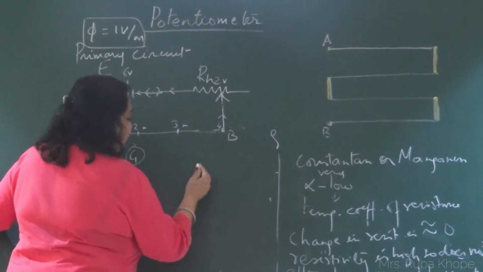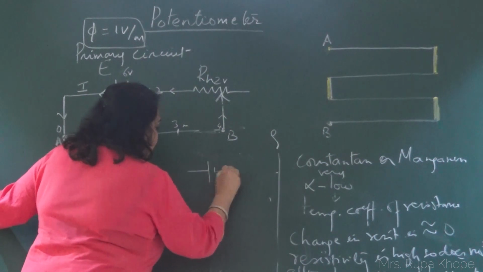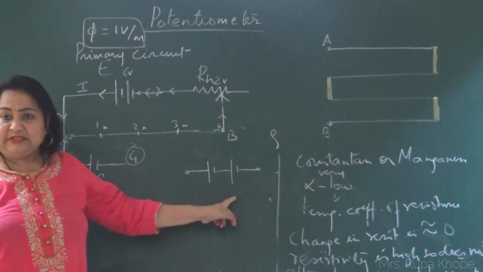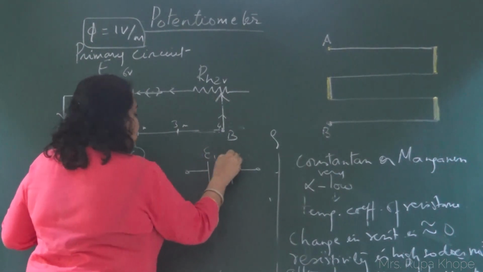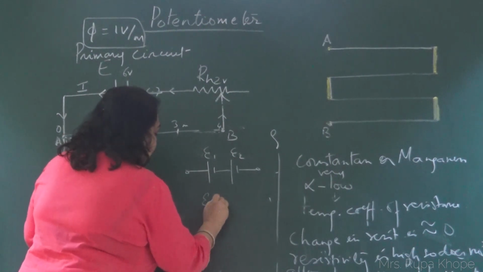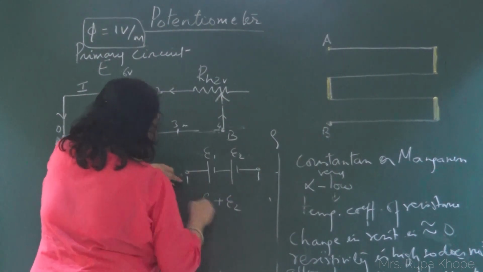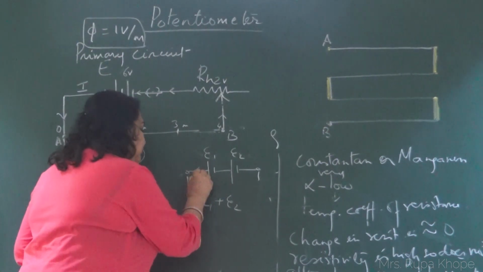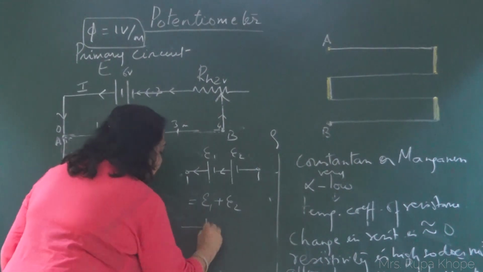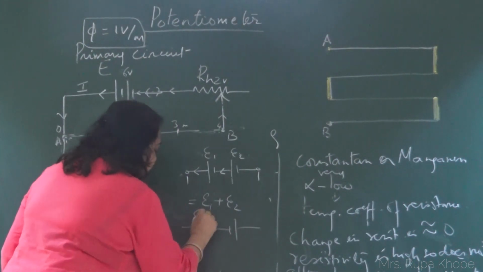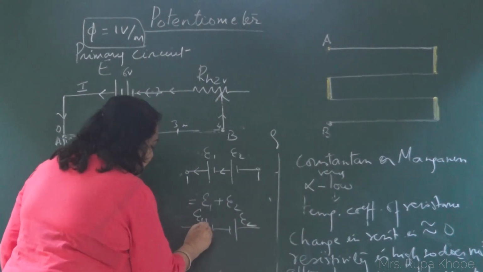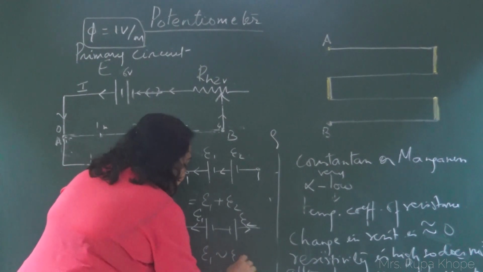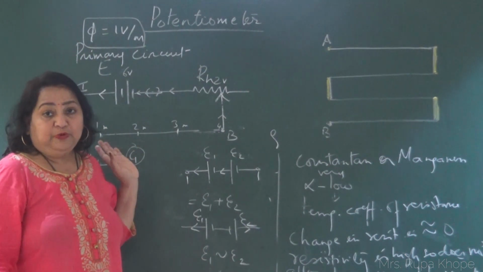Before that, let us learn one concept we have already learned. I take two cells like this. Now you can see that these two cells get added up when they are connected in this way. The equivalent EMF across this is E1 plus E2, because they are assisting each other. Current is flowing in the same direction. If I take this cell like this, this is E1 and this is E2, then currents are going in the opposite direction. So total EMF is E1 minus E2. This is the first concept you need to remember.